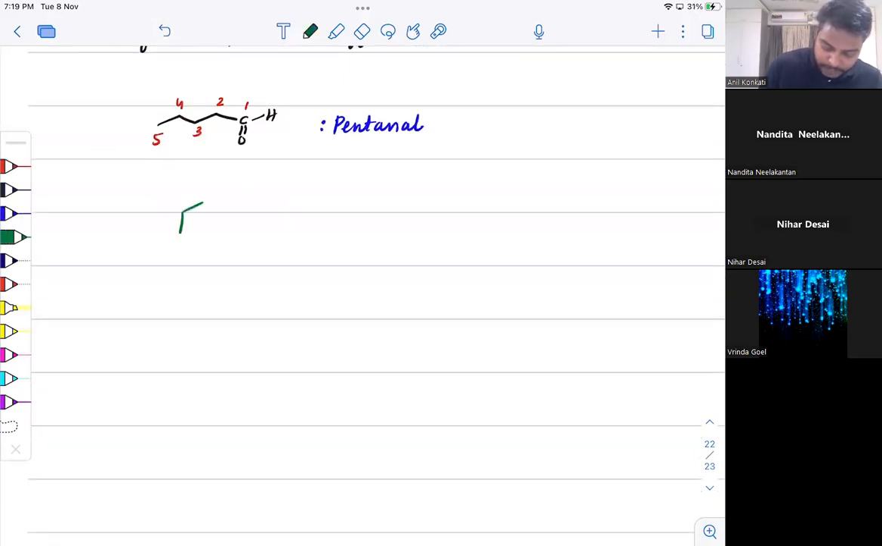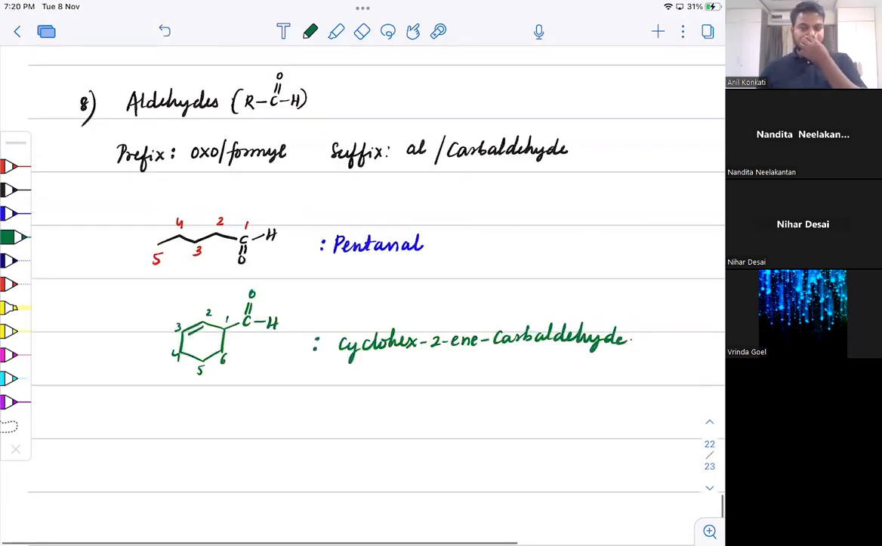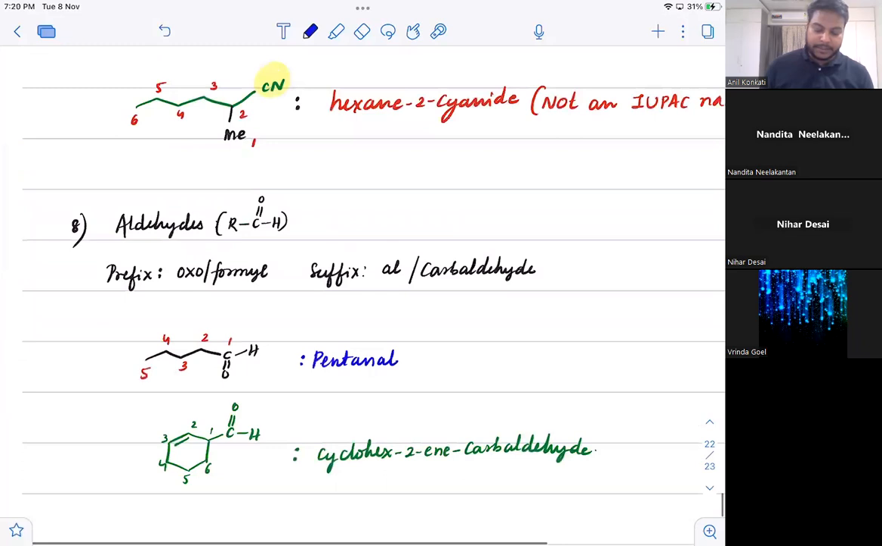But if it is in a cyclic chain, like C double bond OH, and let's say some double bond is here. So this is cyclohexane. Numbering will start from here 1, 2, 3, 4, 5, 6. And on second position, we have ene, and I have to write complete ene now. Ene and then carbaldehyde because it is not coming as a part of that chain. Okay. I guess this part is clear, everyone. Next. This is the part of aldehydes, beta. Straight aldehydes.